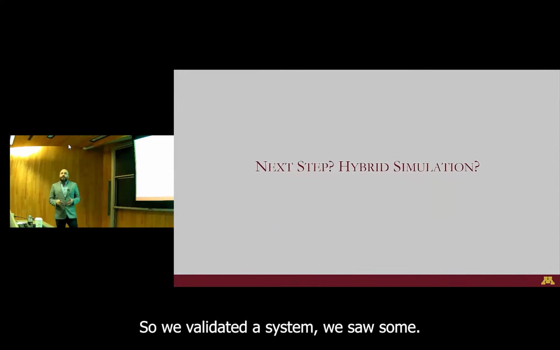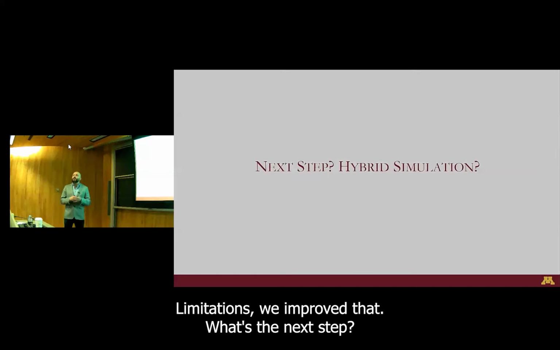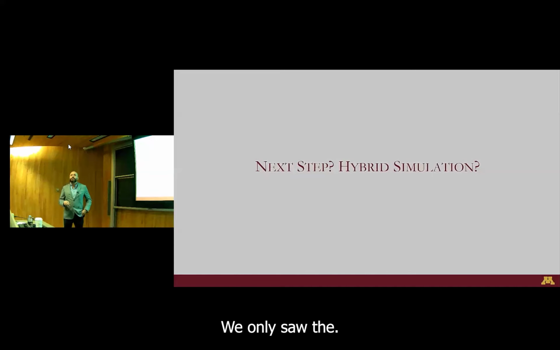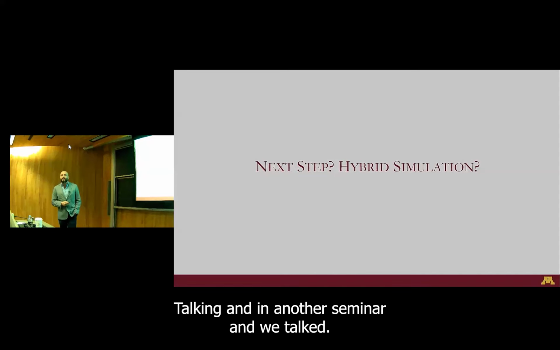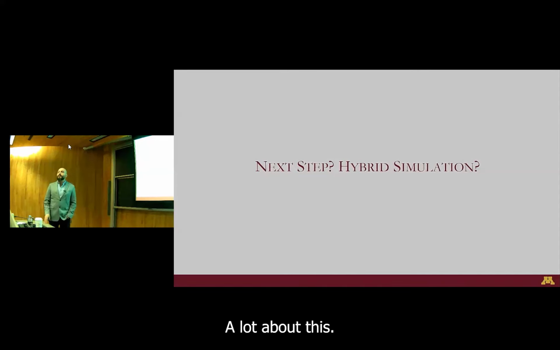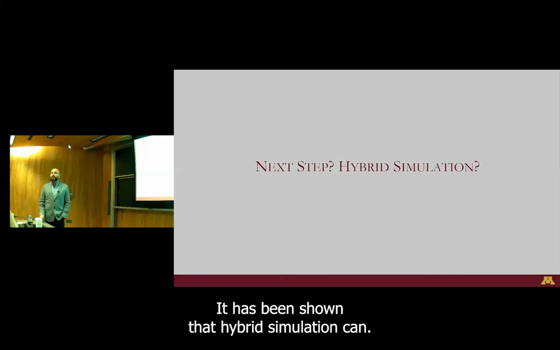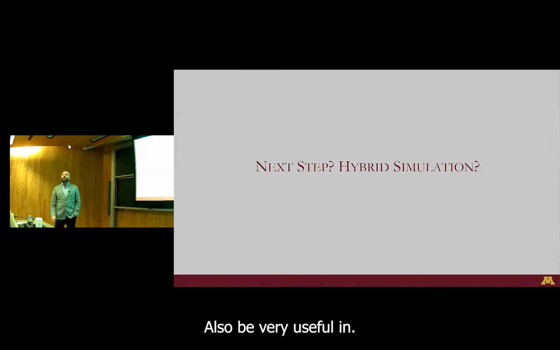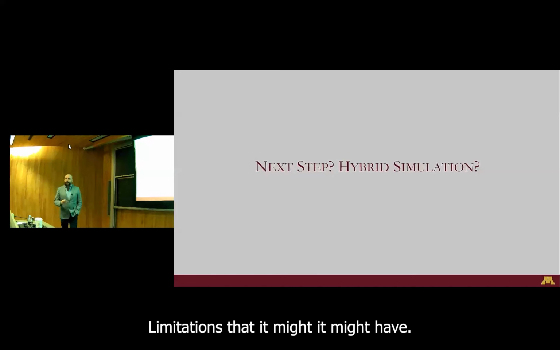So we validated a system. We saw some limitations. We improved it. What's the next step? We only saw the response on the reverse cyclic test. I was just talking in another seminar, and we talked a lot about this. It has been shown that hybrid simulation can also be very useful in assessing the global response of the system, and also understanding the limitations that it might have.